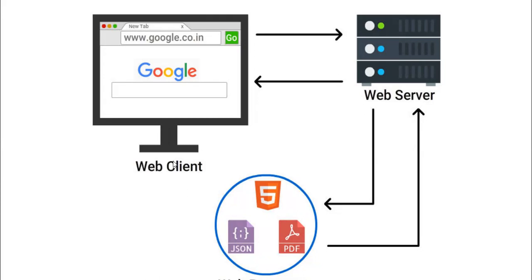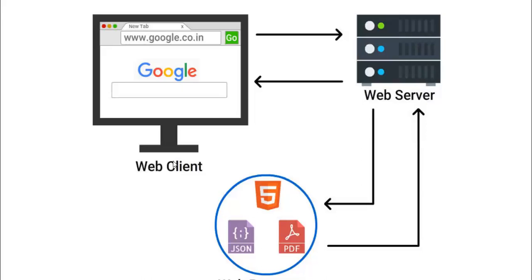Then we have this web server. A web server is a system that hosts your web applications, your website. Then we have resources. Resources can be anything, for example, static or dynamic files like HTML, JSON, PDF, etc., and they are sent by the web application from your website. And each resource has its unique URL, for example, home, about us, etc. These are the unique URLs for each page in the website.